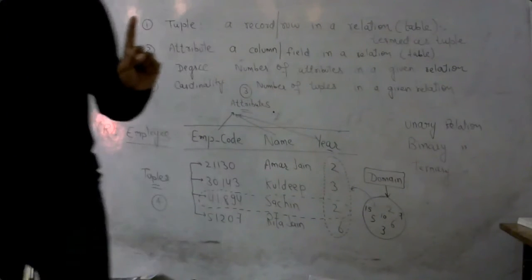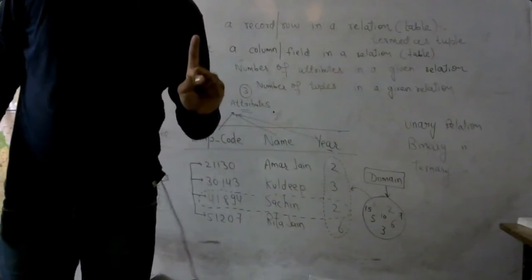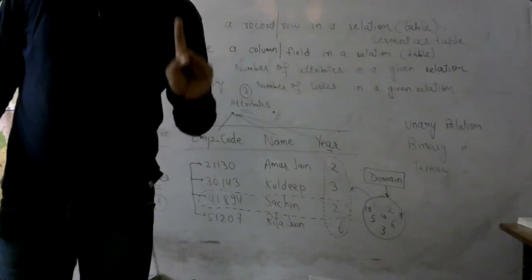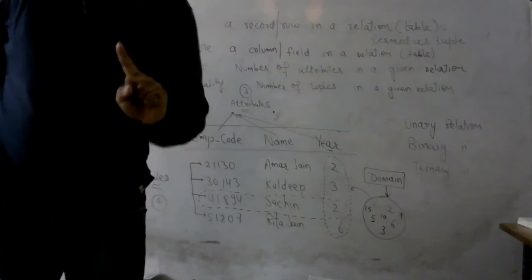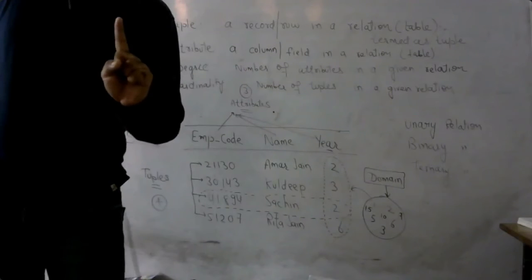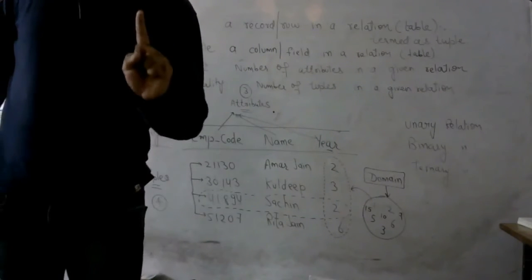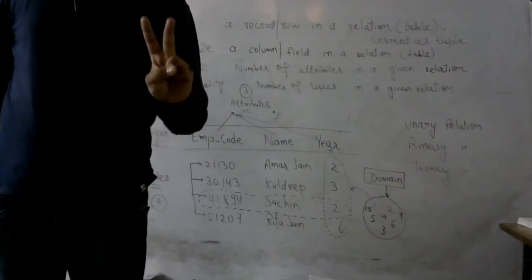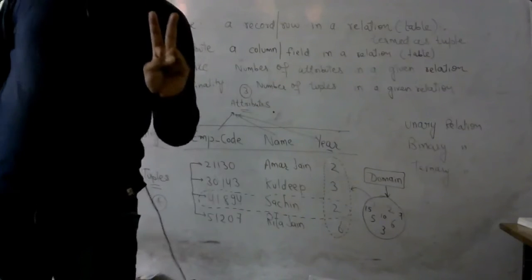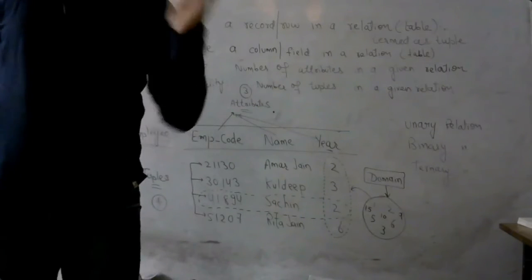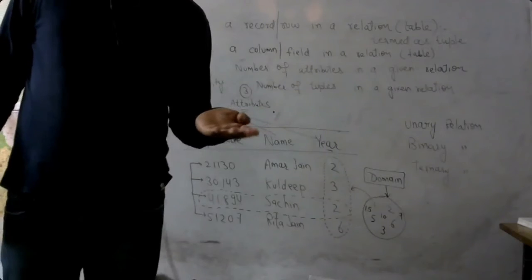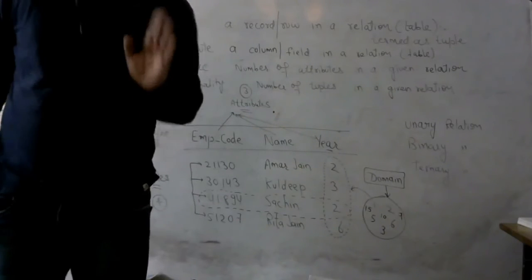Every relation has a degree, meaning the number of attributes that relation consists of. If there is only one attribute in a relation, the degree of that relation will be 1. If there are two attributes, the degree will be 2. If there are n attributes, the degree will be n.